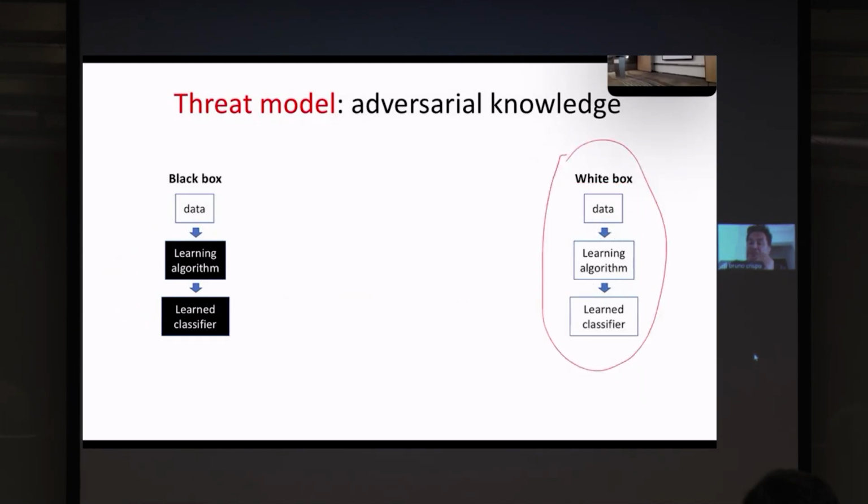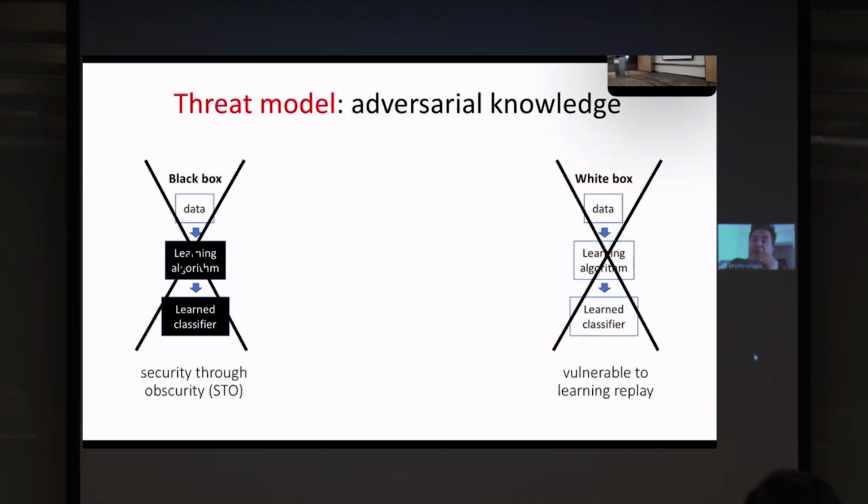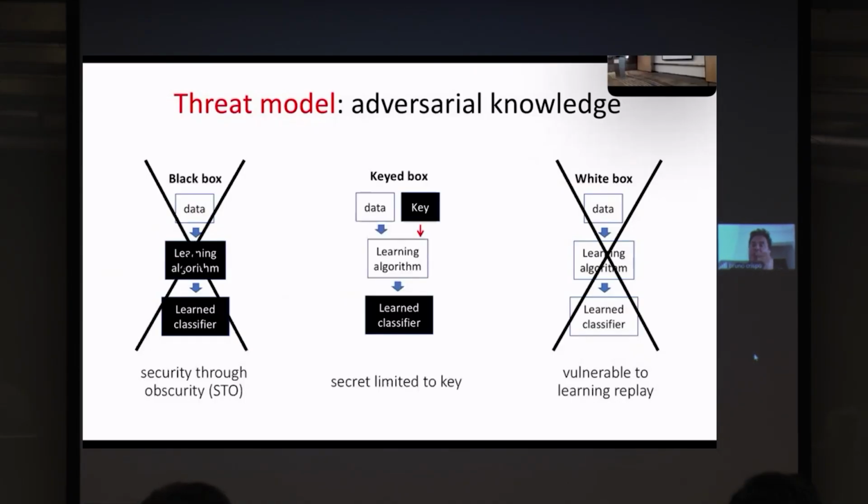This is too much, because usually the attacker always manages to infer the algorithm. So assuming that the algorithm is secure, its secret is a bit like security through obscurity. So this threat model is also not realistic. The one we assume here is this one: the only thing that the attacker does not know is the key.